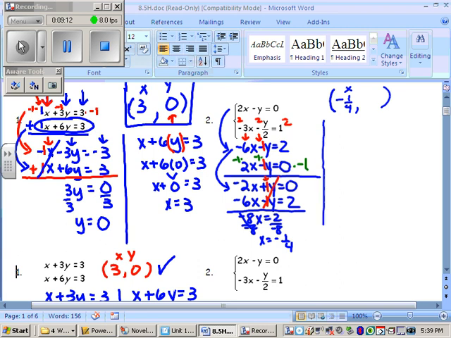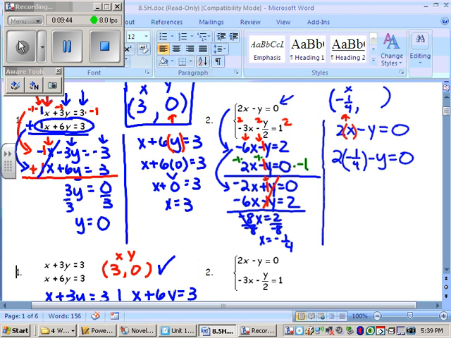So we then need to find the value of y. So we need to choose one of the two original equations. It looks like the first equation would probably be the easier of the two to use. Now we know that our value of x is negative 1/4. So we can replace the x with negative 1/4. So it'd be 2 times negative 1/4 minus y equals 0.